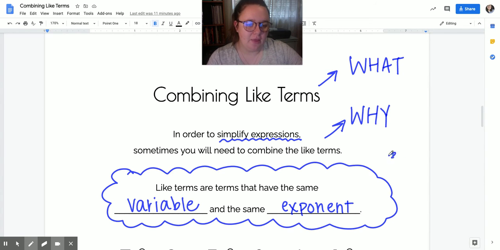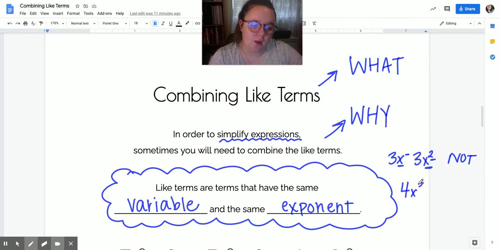If it was a 3x and a 3x squared, those are not like terms, because this one is just an x and this one is an x squared. They don't have that same exponent. They're not like terms. If you had a 4x squared and a 3x squared, these are like terms because they have the same variable and they have that same exponent. Okay, so that's a very important sentence here. It's what makes like terms alike. They have to have the same variable, the same exponent.